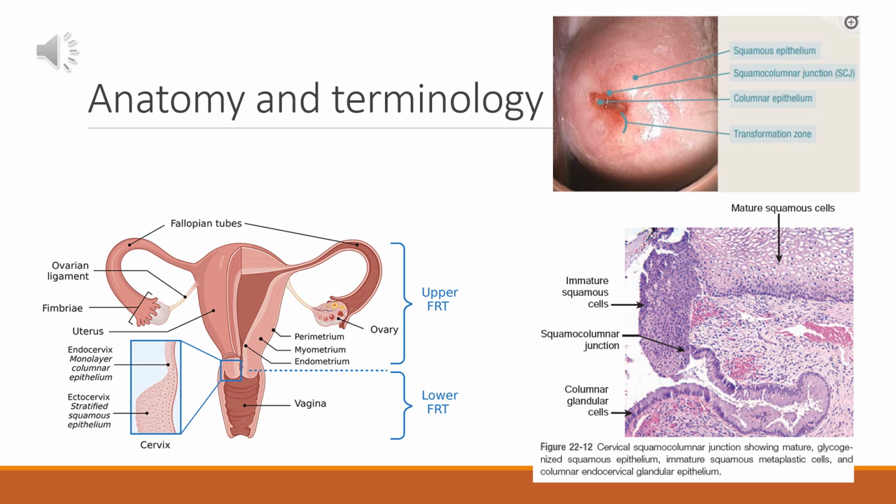The external os is the anatomical area where the ecto and endocervix meet. But it's not where the squamocolumnar junction necessarily is, because the squamocolumnar junction moves with age and with hormonal balancing changes. And in fact, mostly it moves from the ectocervix towards the endocervix until late in life. It's so inside the endocervix that we cannot see it anymore.